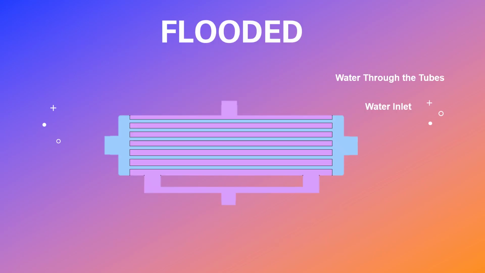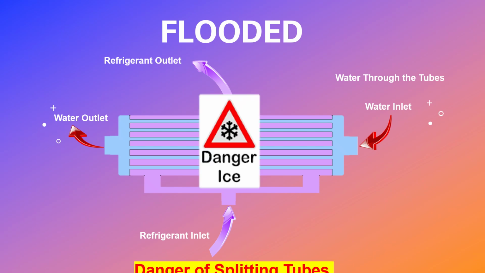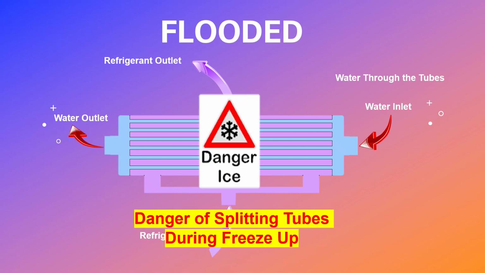And here we have an example of the flooded evaporator, where, with the water inlet and the water outlet, the water goes through the tubes and the refrigerant goes around the outside of the tubes. Now, this is far more efficient because the refrigerant is in contact with a much greater surface area of the tube, so they tend to do a lot more cooling. However, if you get a freeze up on one of these, you're going to split the tubes because the water expands within the tube, and 9 times out of 10 you'll end up splitting the tubes.